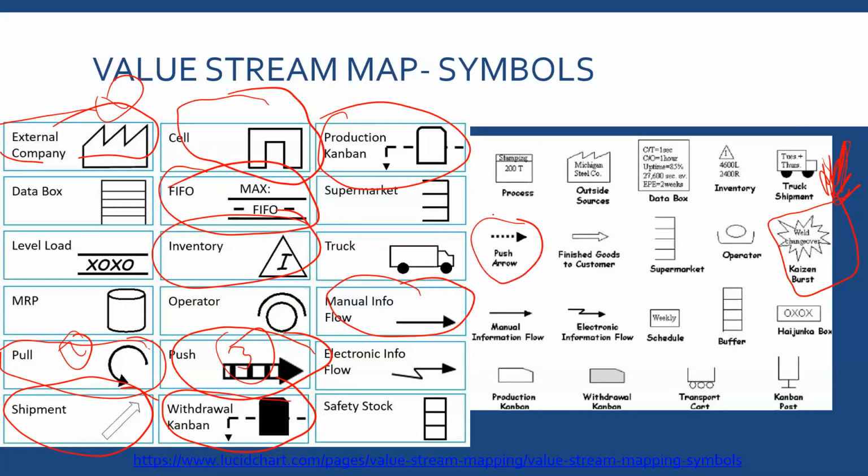Again, this is important: the push. Here's an example of the data box. What you should include in the data box: cycle time, uptime, and other things as well. Outsource is like a shipment, supplier, and other things. I also listed a link here where you could go and become familiar with more of these symbols.